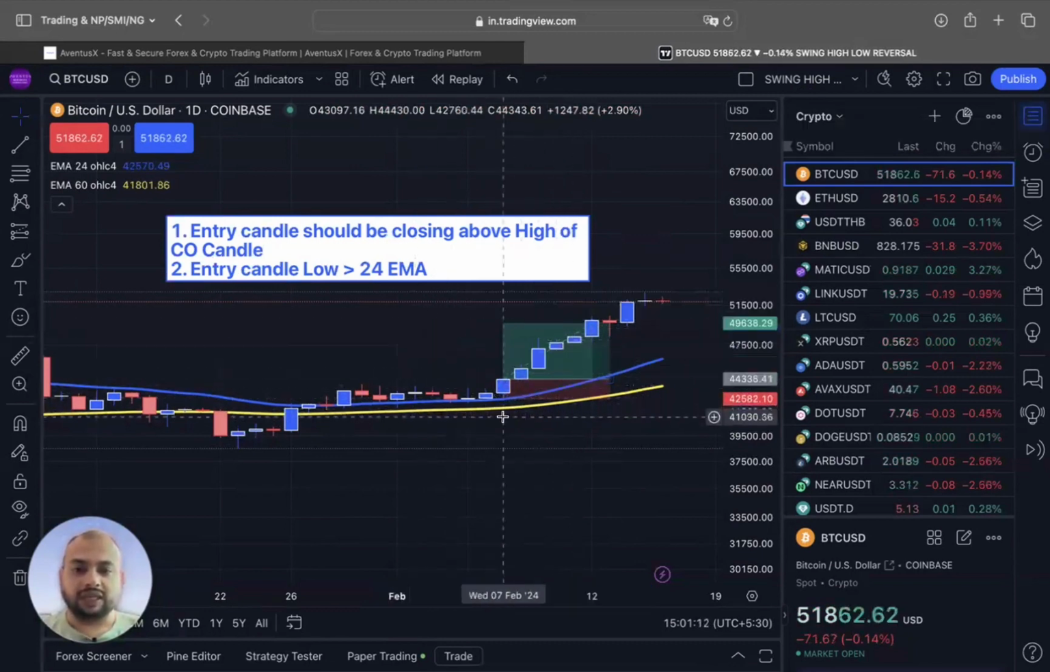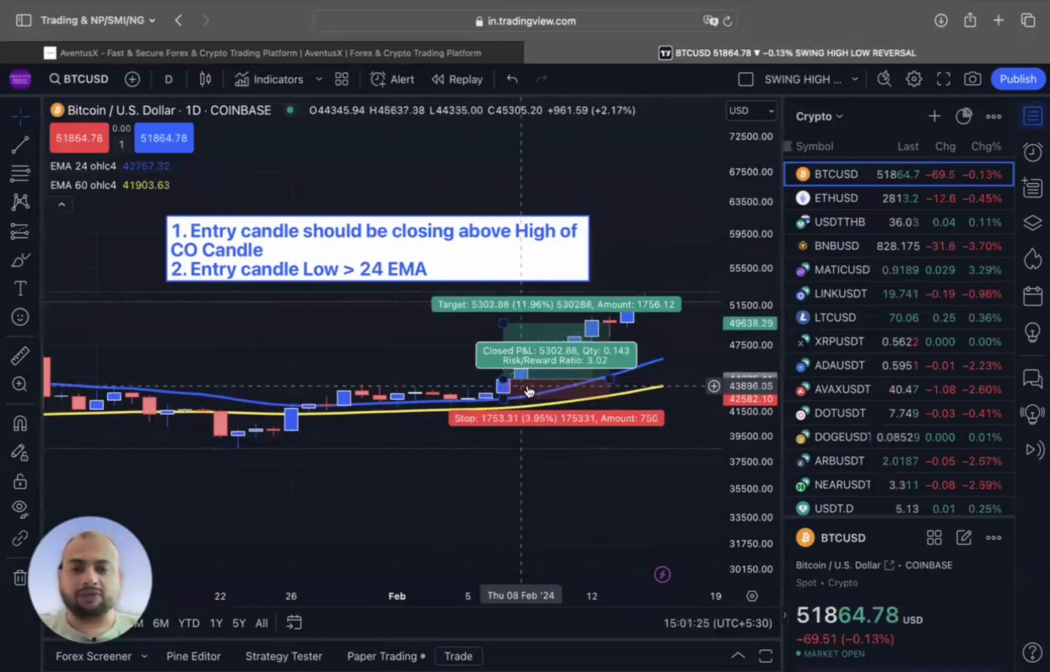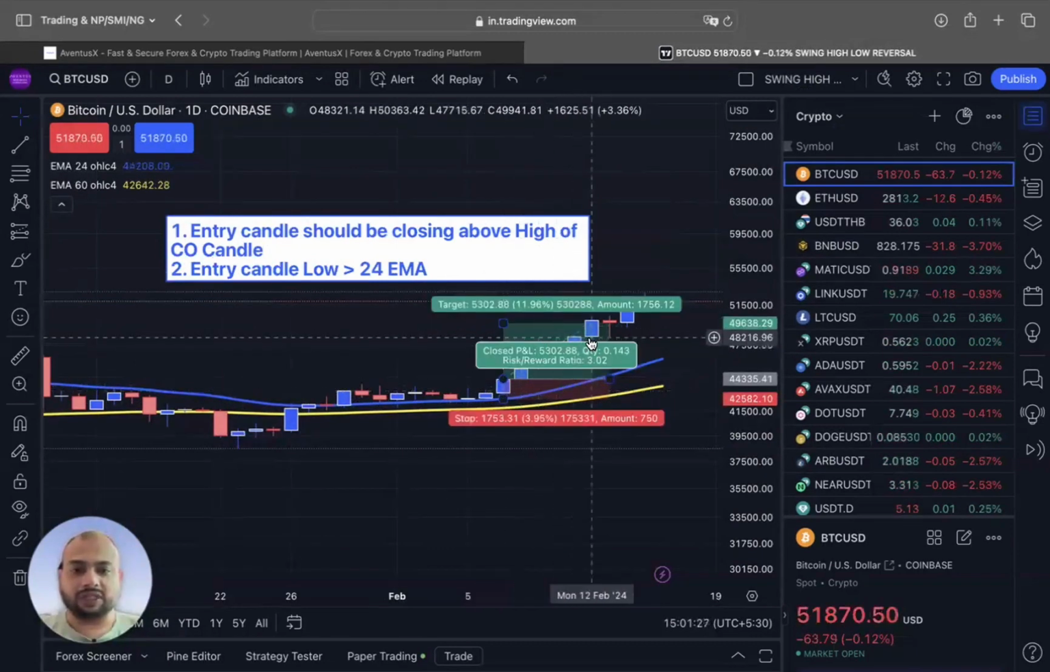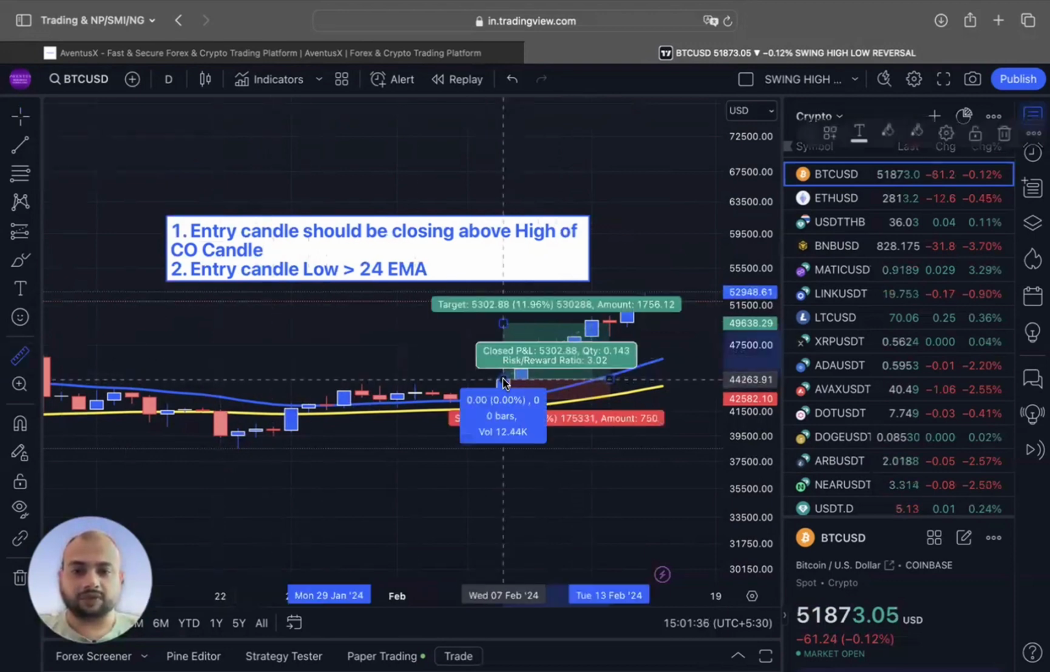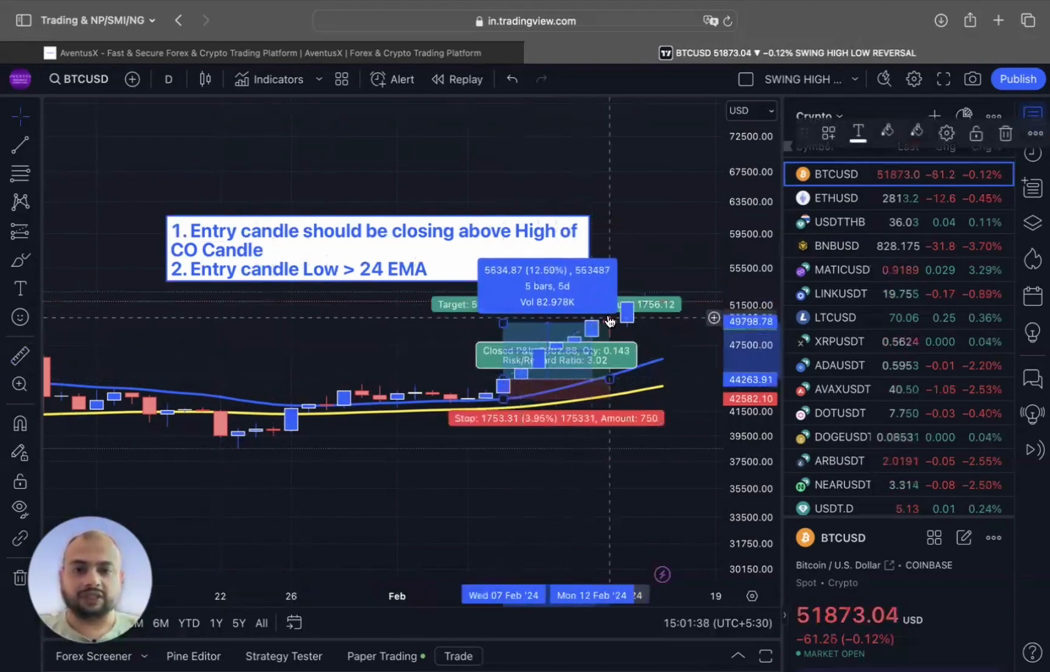So in this scenario, on 7th of February, using this simple strategy, if you had gone long on Bitcoin futures or Bitcoin options or even spot for that matter, and if you had kept a 4% stop loss with a 12% target, your target would have been achieved on 12th of February, which is in about 5 days.